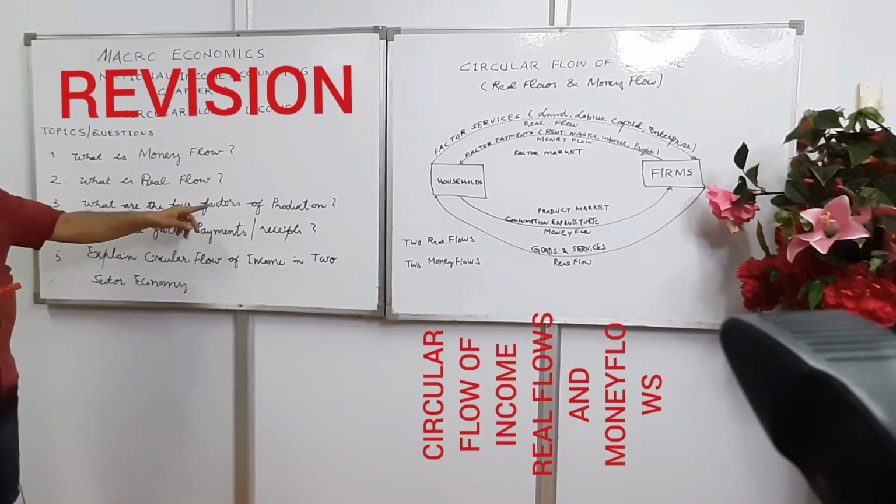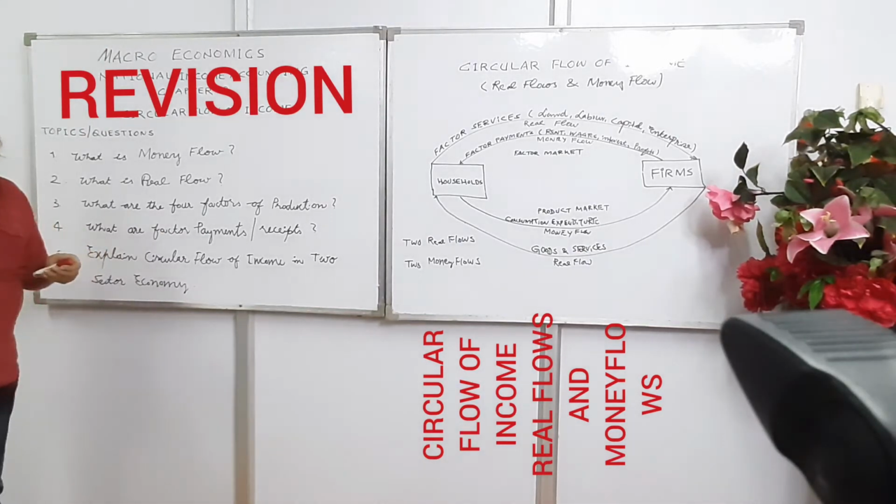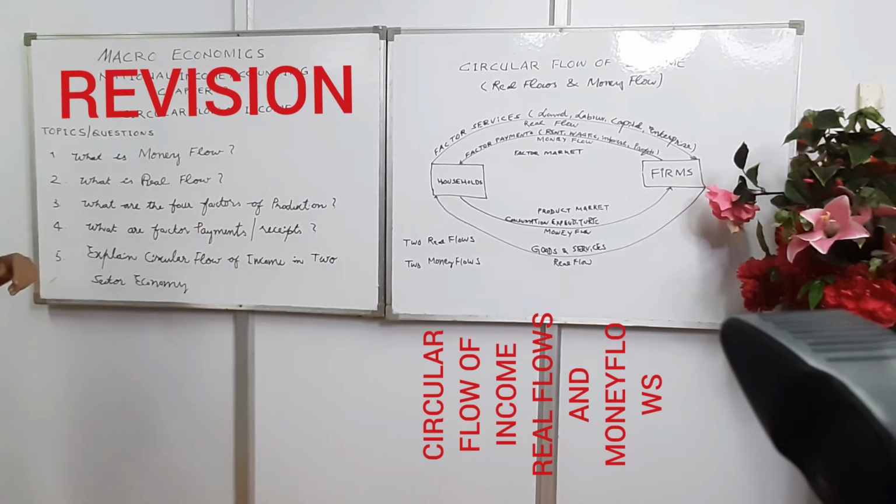What are the 4 factors of production? Simple. There are 4 factors of production: land, labor, capital, and entrepreneurship. They help in production of goods and services. That's why they are called 4 factors of production. What do we pay to these 4 factors of production when they help in producing goods and services? We pay rent to land, we pay wages and salaries to labor, we pay interest to the capital, we pay profits to the entrepreneur. These are called factor payments or factor incomes, factor receipts.